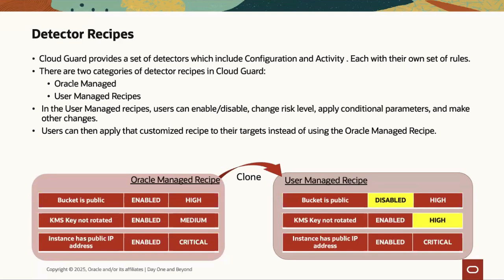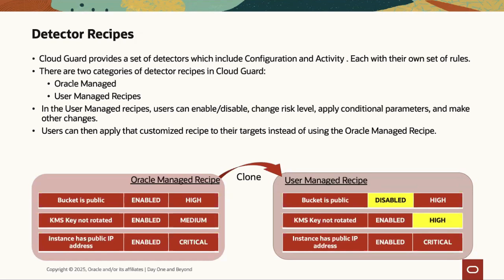Now, CloudGuard has a handful of these detector recipes, but one thing they have in common is that there's two types. There's the Oracle managed. You can think of Oracle managed being the out-of-the-box recipes that come when you first enable CloudGuard. And then you have user managed. User managed is basically clones of either Oracle managed recipes, or you can even clone an existing user managed recipe.